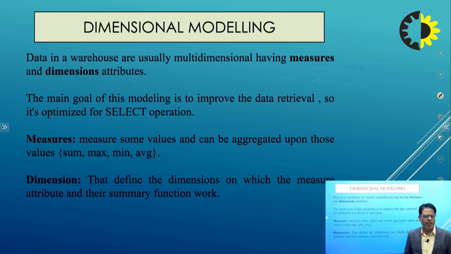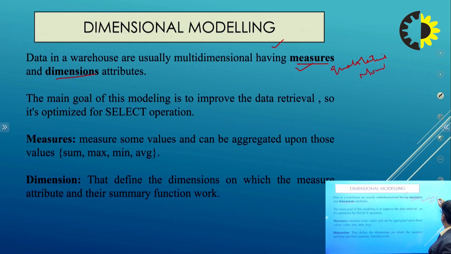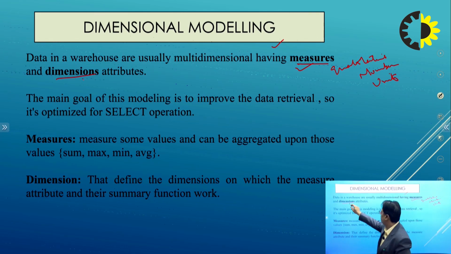Now, the second topic covered in this lecture is dimensional modeling. What is dimensional modeling? Basically, data in a warehouse is usually multi-dimensional, having measures and dimensions. What are measures? Measures means quantitative, which means numbers, units. And dimensions means basically qualitative, descriptive.